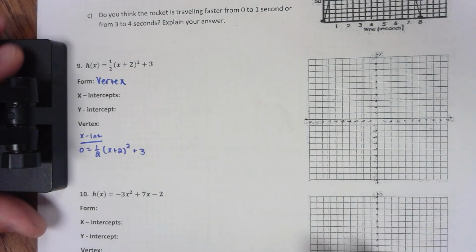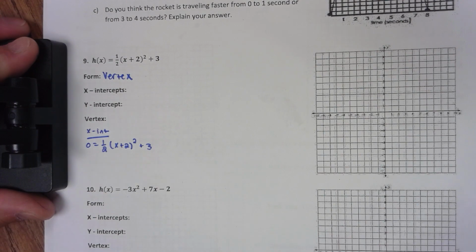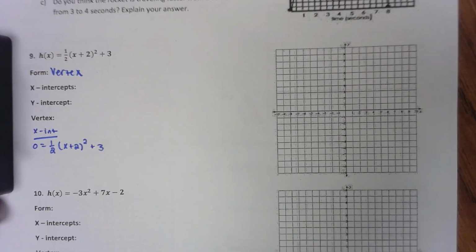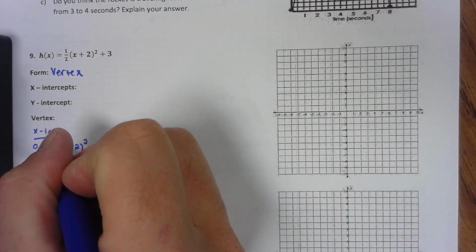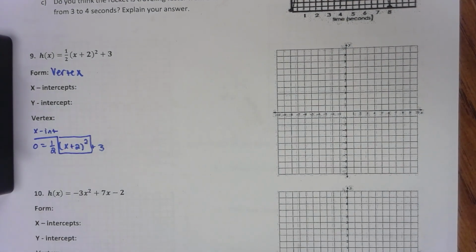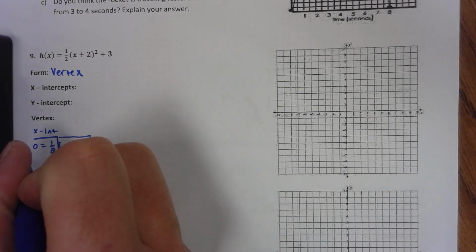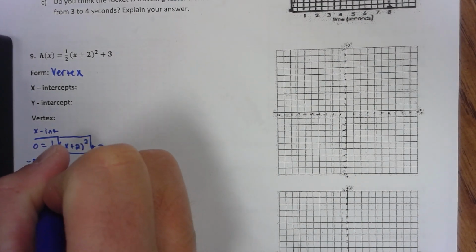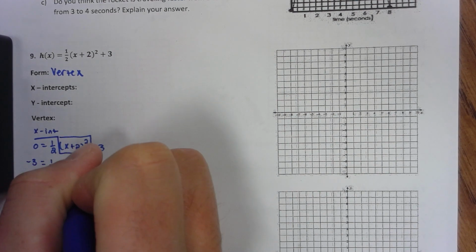And so our task is to now get x by itself. And this is where we're going to need to use square roots. So our first objective is to get the x plus 2 squared all by itself. And the first thing that we're going to do to make that happen is we're going to subtract 3 from both sides. So I get negative 3 equals 1/2 times that x plus 2 squared.